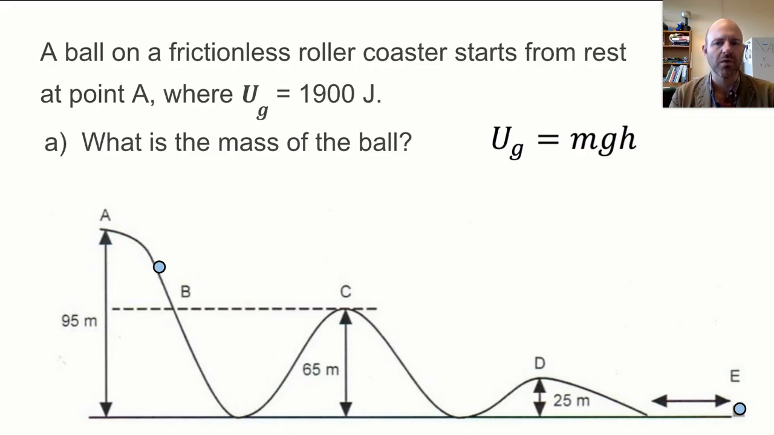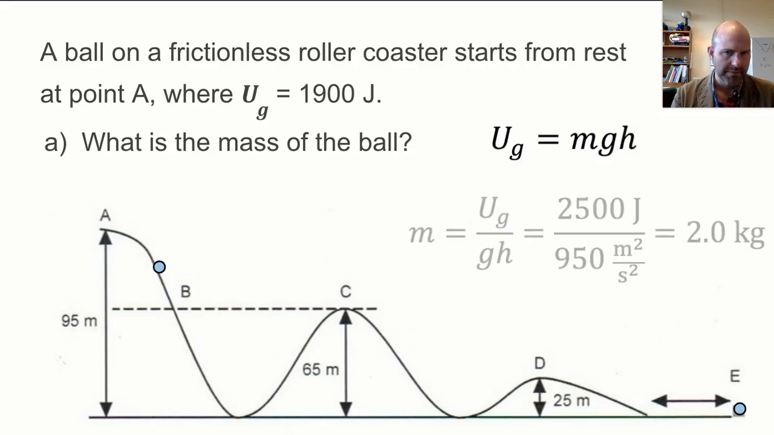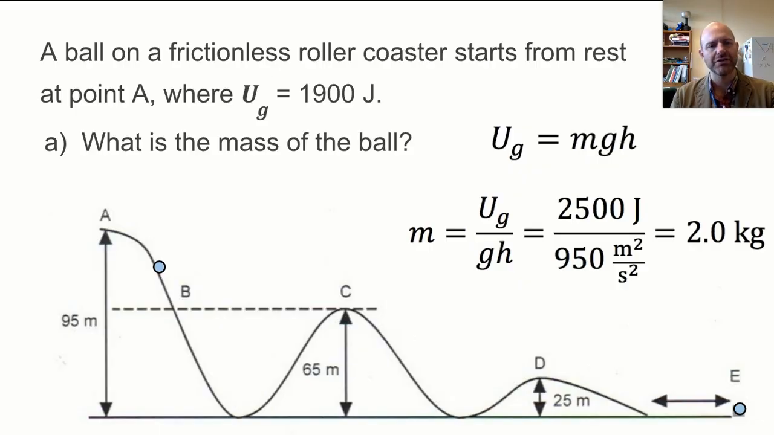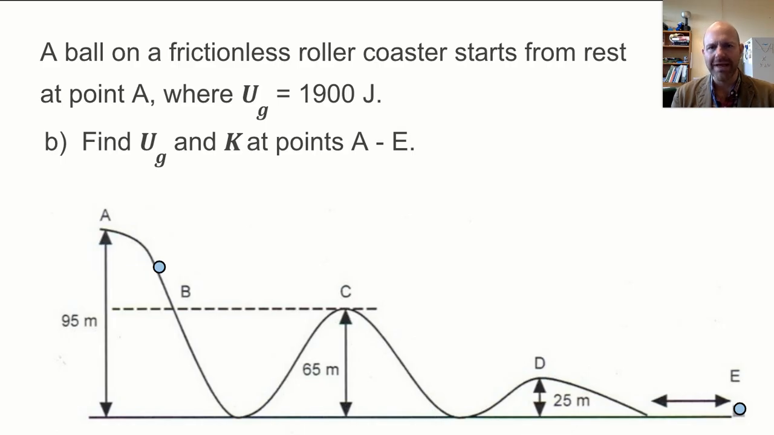If I tell you we start with 1900 joules of energy at point A at the top, where it's at rest, that means that's all of our energy, right? What is the mass of the ball? Well, we can solve for mass by dividing gravitational potential energy by gh, giving us 2 kilograms. Then we have everything we need to know to solve for the rest of this problem.